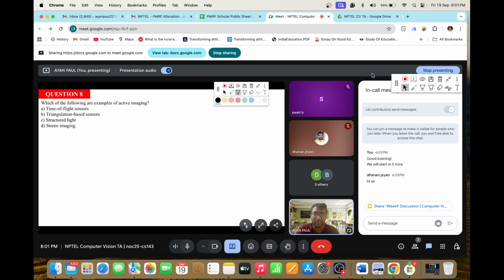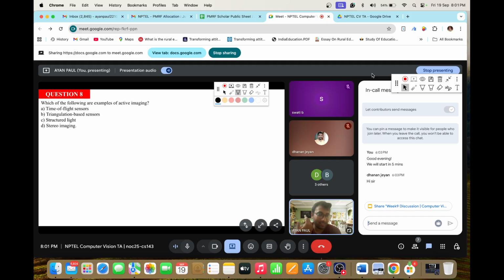Which one of the following is not an example of active imaging? Which one of the following is not an example of active imaging or passive imaging? Am I audible? Stereo imaging. Yeah, stereo imaging is not an example. So the other three are examples of active imaging.